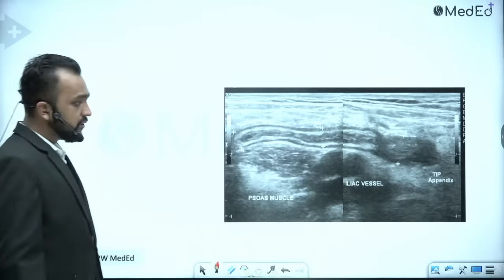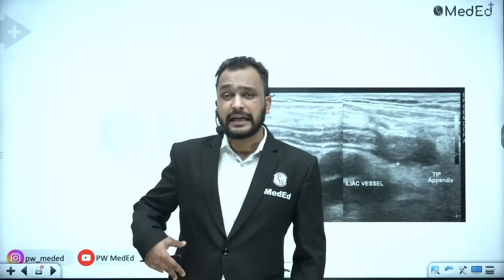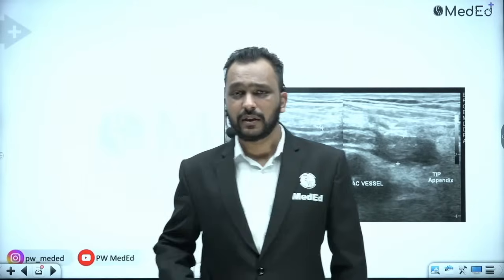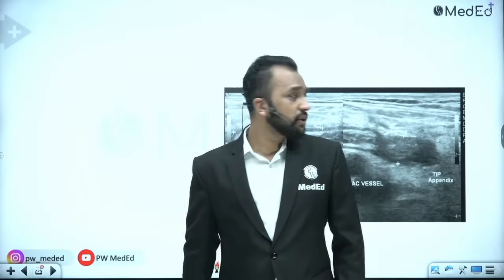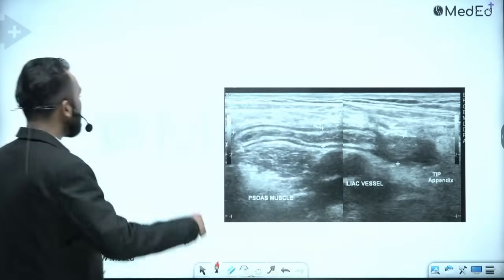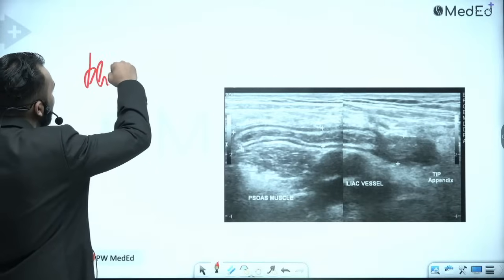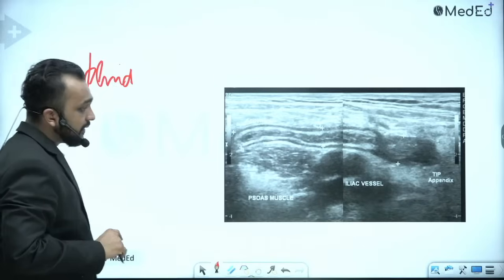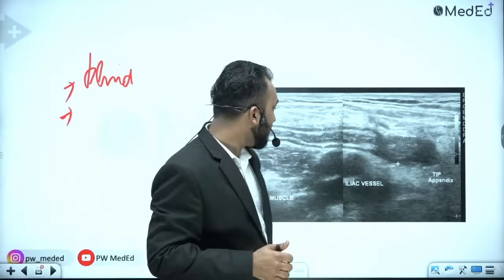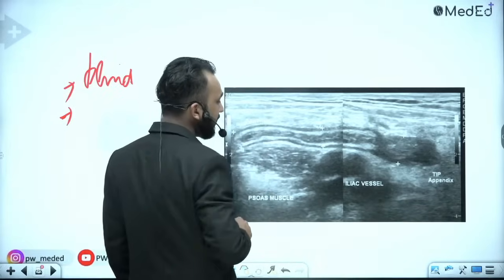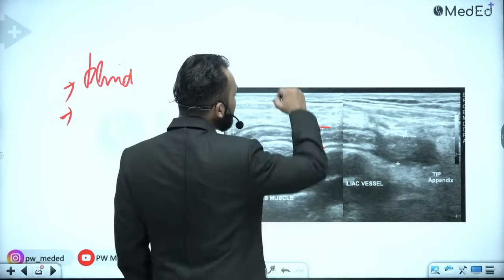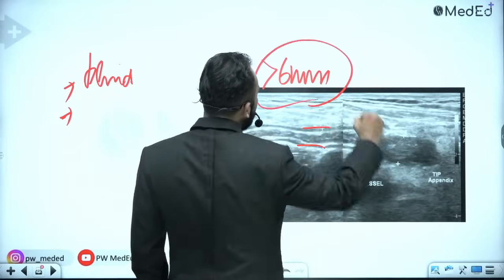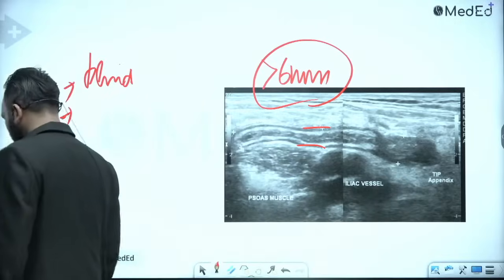Okay. So this patient came to the emergency with right lower quadrant pain. You do an ultrasound. Okay, you see one structure, one blind ending loop that was aperistaltic, that was incompressible, and this was your appendix. You measure the outer wall to wall diameter. The outer wall to wall diameter was more than 6 mm. This was a case of acute appendicitis.